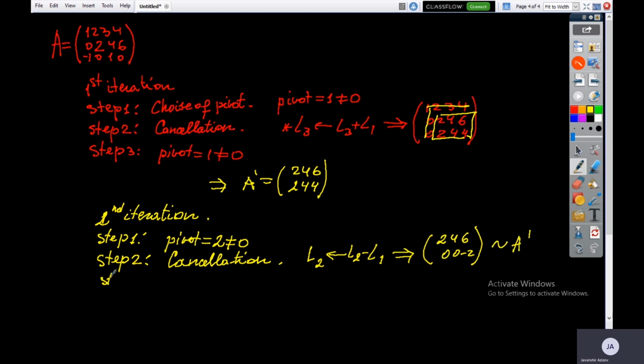We move to step 3. In this step, we take this matrix as an input and consider the first element. The first element is different from 0. Pivot is 2, different from 0. It's true. But you see, this matrix is in row echelon form. Because of this, we stop here.